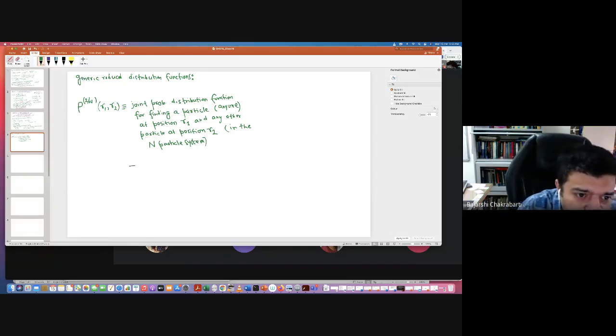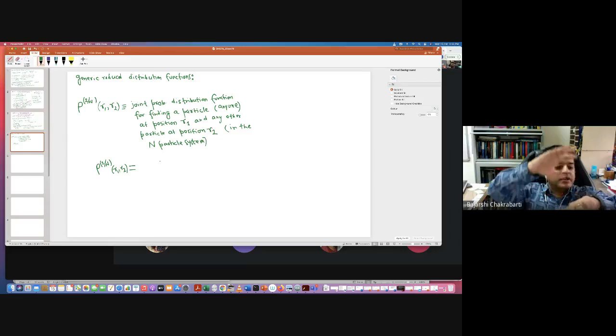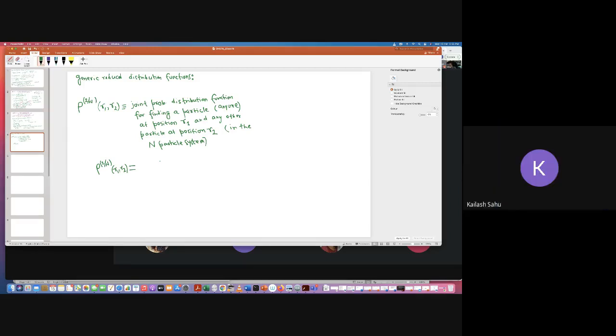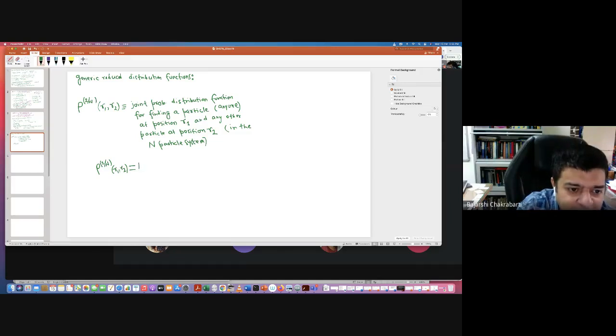Then what should be the expression mathematically? Is rho 2 by n, R1 comma R2. See how many ways I can choose the first particle. If you have capital N number of particles, N ways. How many ways can I choose the second particle? N minus 1. So actually I will have something like N into N minus 1, and then I should have, sorry, not rho, it's P, has to be P.